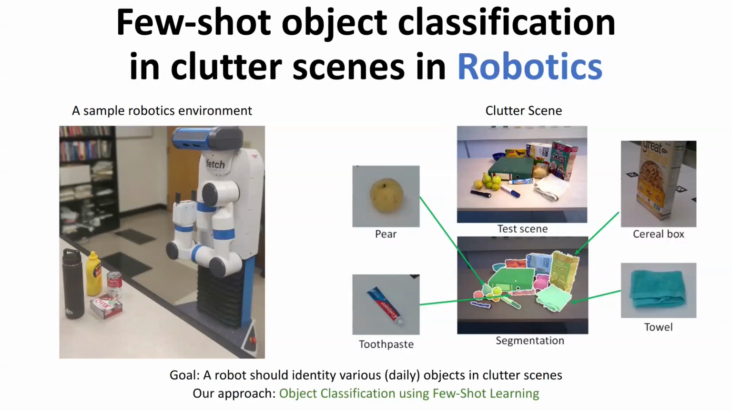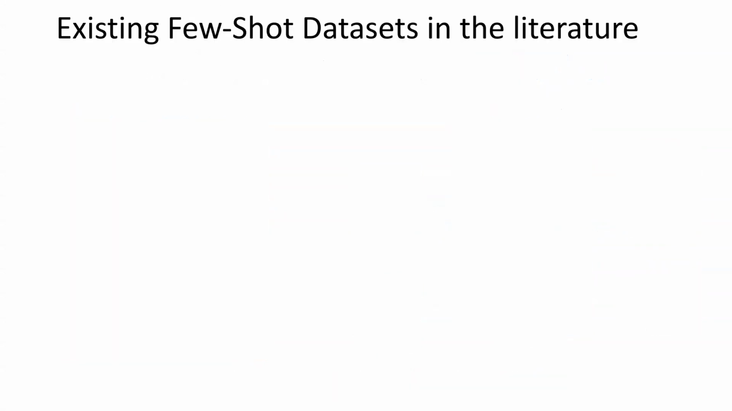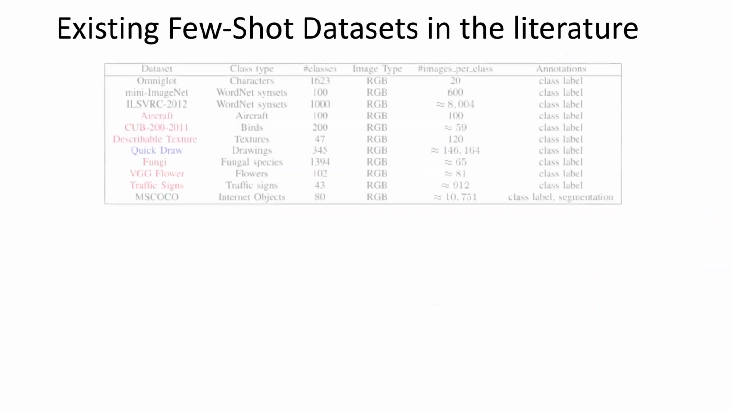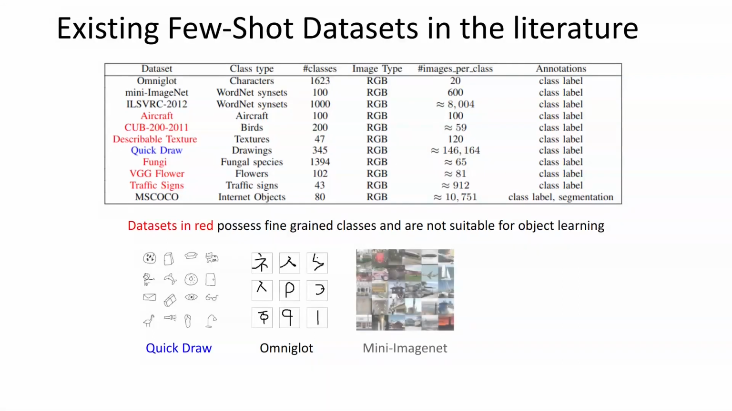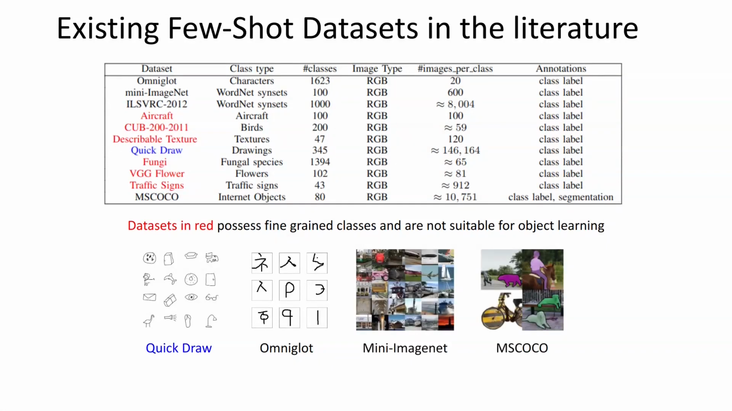Our approach to this is object classification using few-shot learning. Let's go over a few of the existing few-shot datasets in the literature. It's clear from the table that datasets in red possess fine-grained classes, for example, aircraft, birds, textures, fungal species, etc. They are not suitable for object learning. QuickDraw, on the other hand, has drawings. OmniGlot has characters. MiniImageNet and MS COCO are more oriented towards internet objects. These are not directly suitable for object learning.